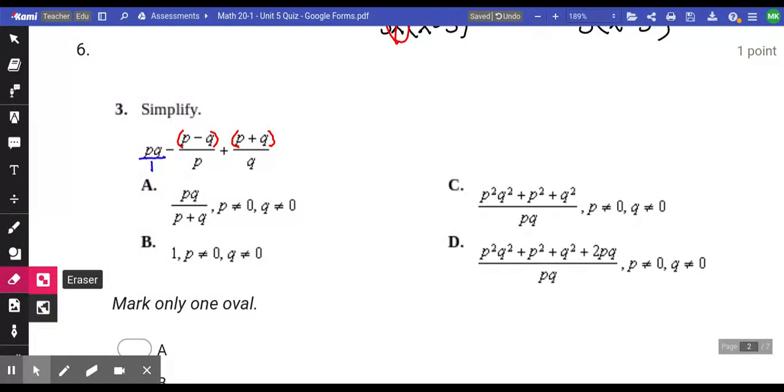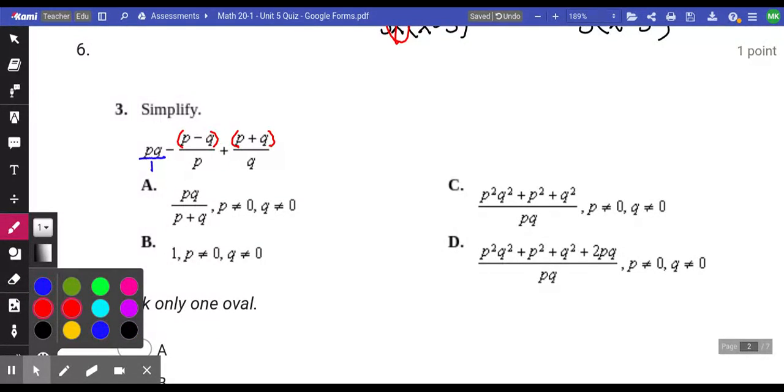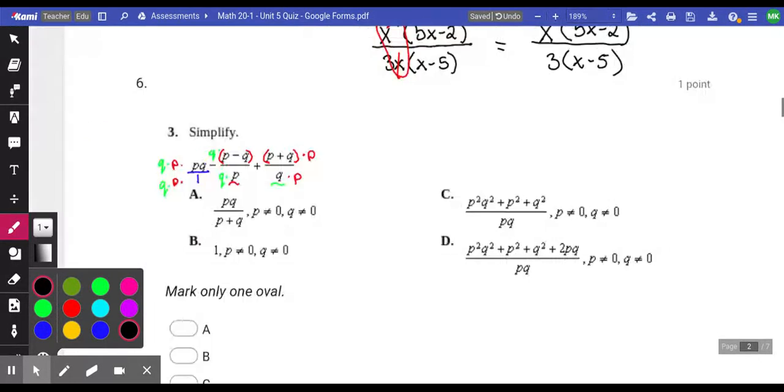When I get my common denominator, this one has a p, so this one needs a p, top and bottom. And this one needs a p, top and bottom. This one has a q, so that means this one needs a q, top and bottom. And this one needs a q, top and bottom. Giving me this.